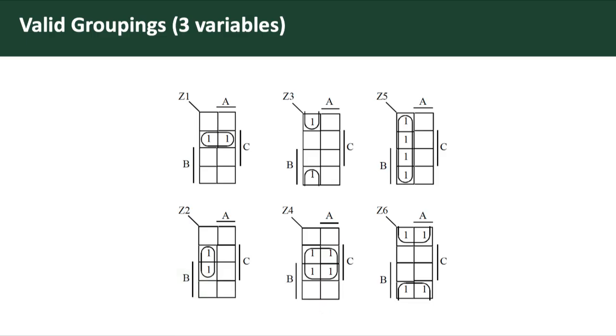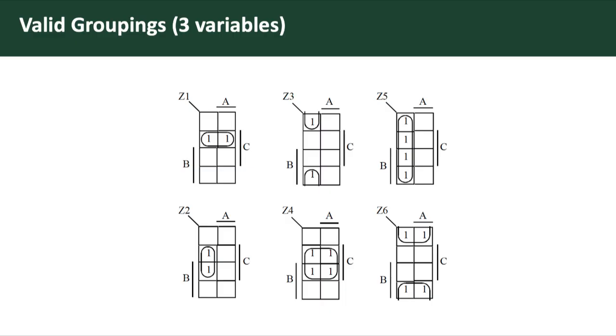This slide is your visual reference for all valid grouping shapes in a 3-variable map. There are 6 canonical examples shown here, labeled Z1 through Z6. Z1 shows a horizontal pair, 2 adjacent cells, in the same row. This eliminates 1 variable. Z2 shows a vertical pair, 2 adjacent cells, in the same column. Again, 1 variable is eliminated.